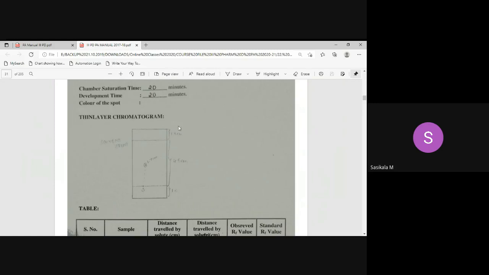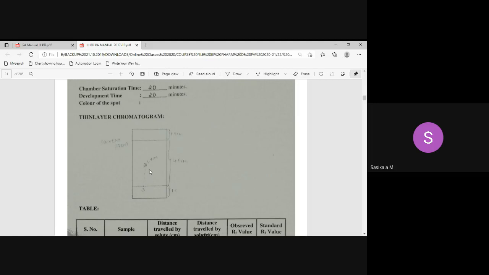And under the thin layer chromatogram, you just draw a plate. The plate measures 2.5 centimeter width and 7.5 centimeter length. That is the glass slide. You draw according to the distance given. Then leave 1.5 centimeter from the bottom and draw the baseline. At the center of the baseline, you need to mark or spot the sample.